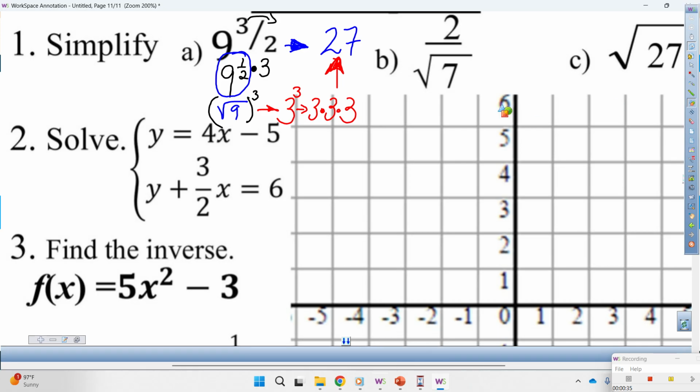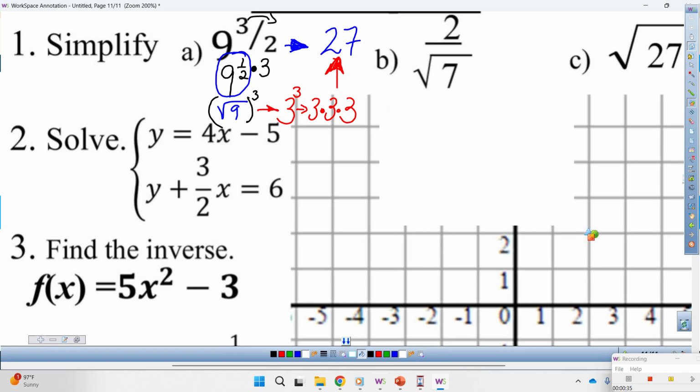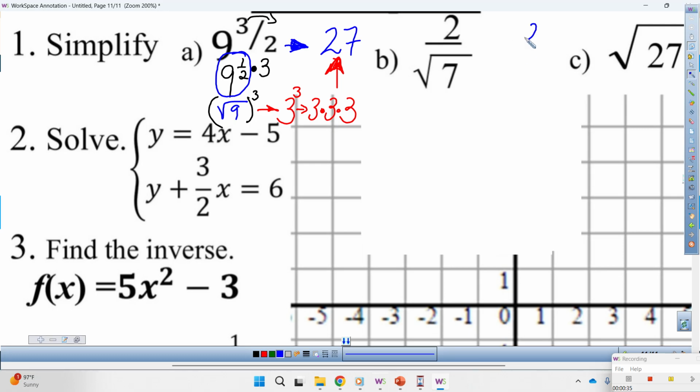All right. Next, 1B. Check with your neighbor, see what they got, and then Renzo's going to pass it to someone. 1B. Jaime, what'd you get for 1B? Two square root 7 over 7. Let's double check that. And it looks like it's right, by the way. Let's go, Jaime.